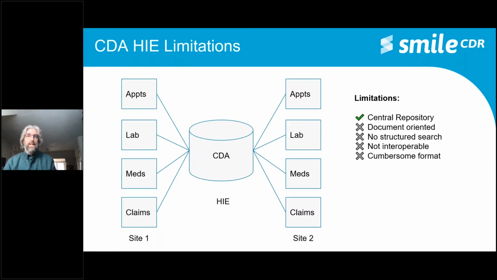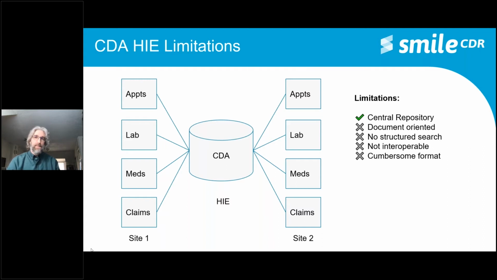But CDA, while it solved the point-to-point problem, does consolidate all the data now. And if you want to find data for a patient, you have a place that you can go to get it. It still had quite a few limitations. The biggest one being that it's document oriented. So it's not really structured. You can't ask this repository questions, except, pull me all the files for this patient. And then you'll just get back these gigantic documents that are difficult to work with.